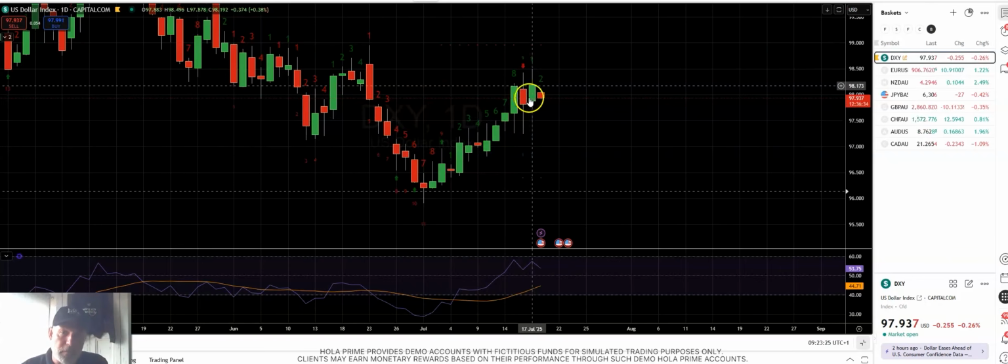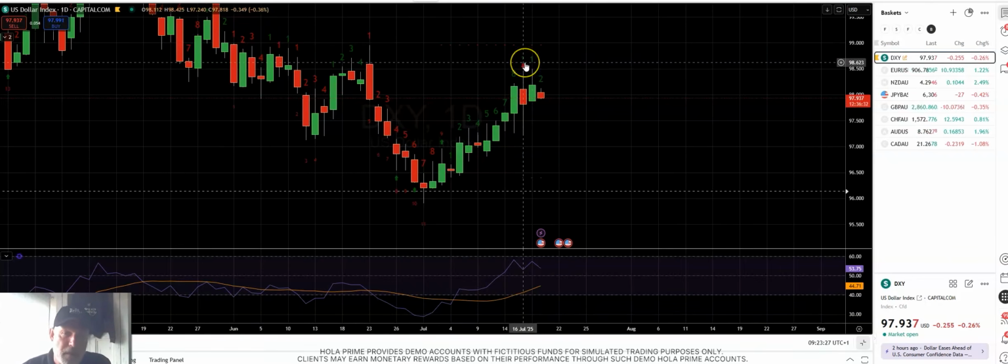So what we're looking for is completion 9s, and that then gives us a bias for a move in the opposite direction. So obviously a 9 count after a bullish run in DXY, which is the US dollar, should indicate that we then see a correction to the downside in the dollar.